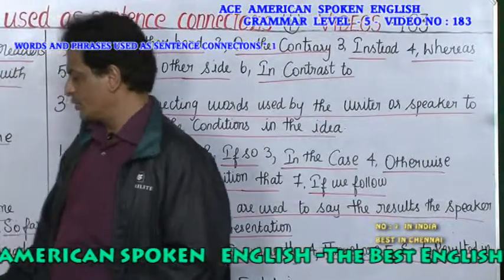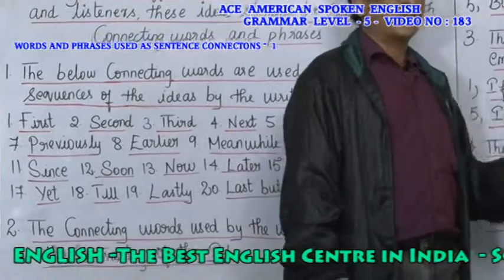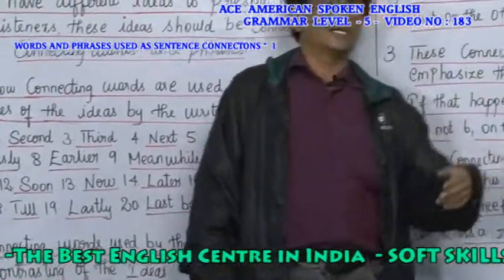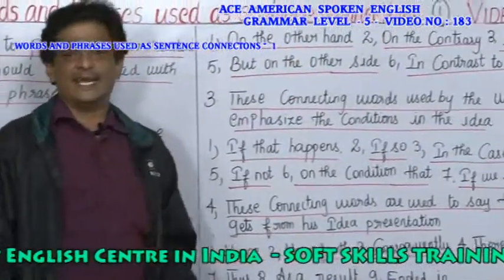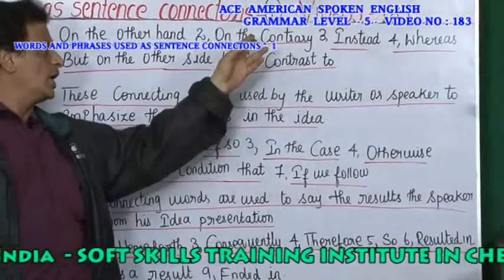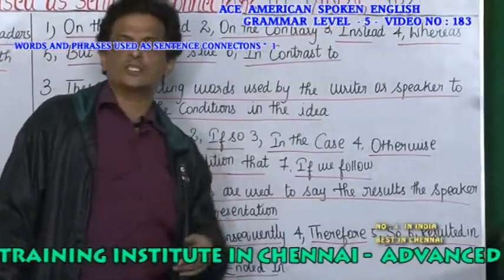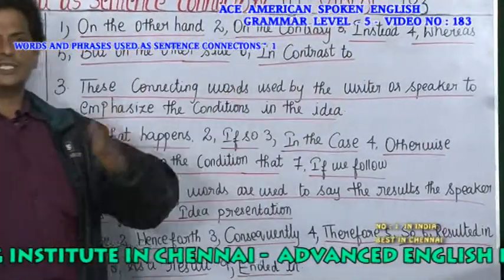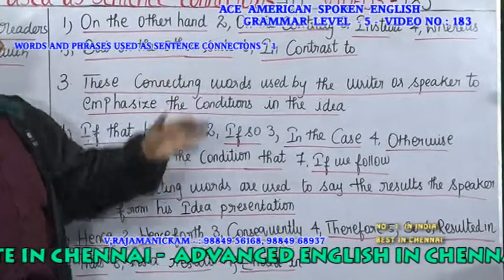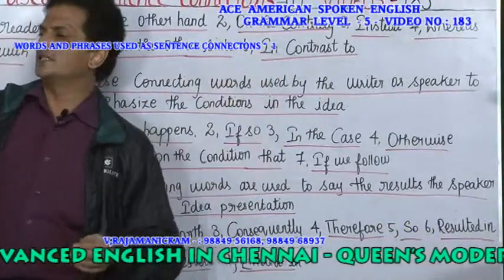Now, third, so what are the contrasting words? These connecting words are used by the reader, writer or speaker to show the contrasting of ideas. What are the contrasting words? Number one, on the other hand. On the other hand means what? It is opposite. On the contrary means it is opposite. Instead means it is opposite. Whereas means it is opposite. But on the other side means it is opposite. In contrast to means opposite.